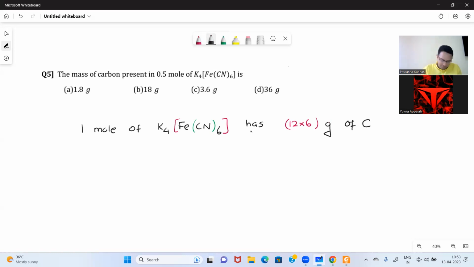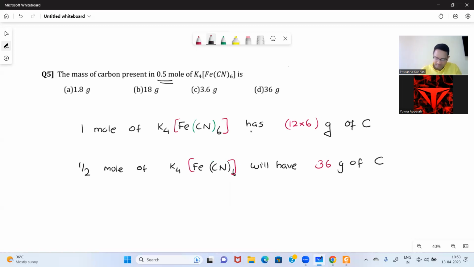Now, what is asked here? 0.5. 0.5 is how much? 1 by 2. So 1 by 2 mole of potassium ferrocyanide will have how many grams of carbon, Vivek? 36. Exactly. Half of this. Correct, Vivek? So what is the right answer? 36. Fourth option. Are you clear?